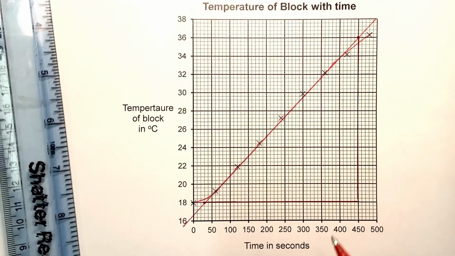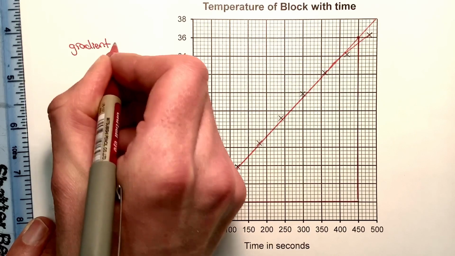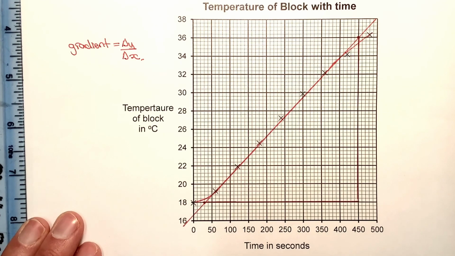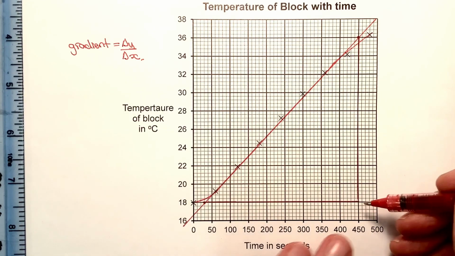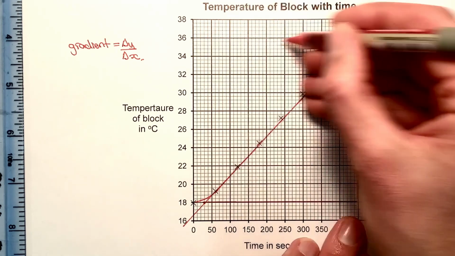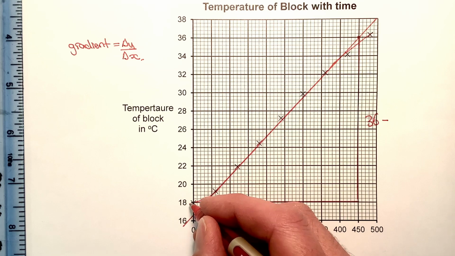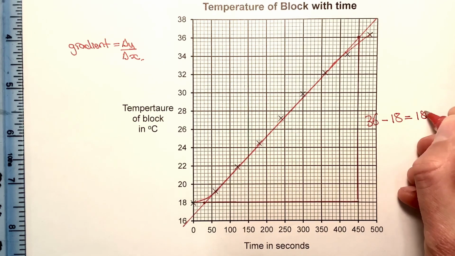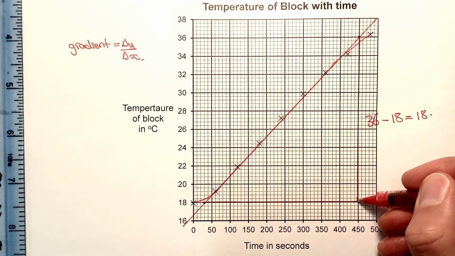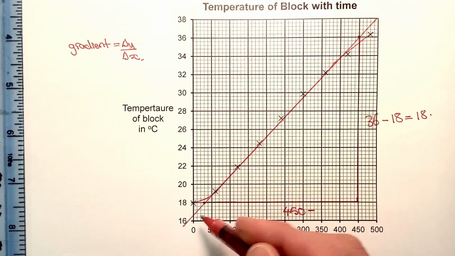And then to find the gradient, the gradient is the change in the vertical, which I can write as delta y, divided by the change in the horizontal, which I can write as delta x. And so to find the change in the vertical here, I need to do the final vertical value, which is 36, and subtract the starting vertical value, which is 18, which will give me 18. And then to find the change in the horizontal, I need to do the final horizontal value, which is 450, and subtract the starting one.